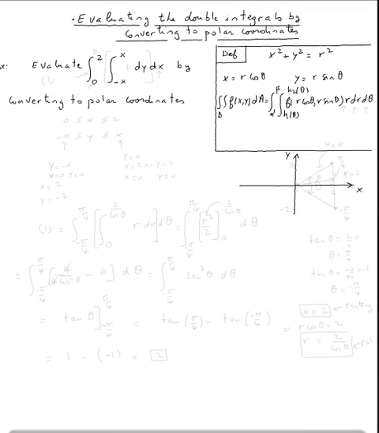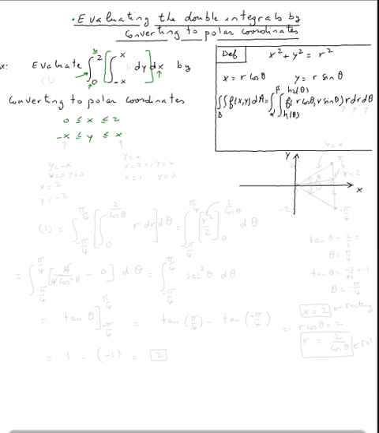The topic is evaluating double integrals by converting to polar coordinates. So let's evaluate the double integral from 0 to 2. Since this is dx, we know x goes from 0 to 2. The inner integral is with respect to y, so y goes from negative x to x.